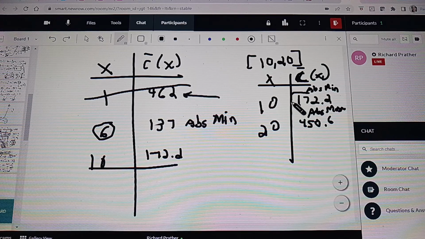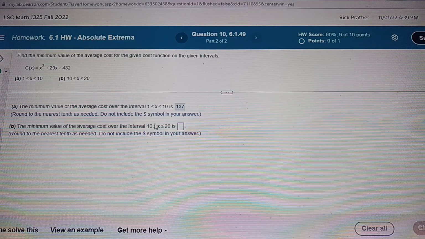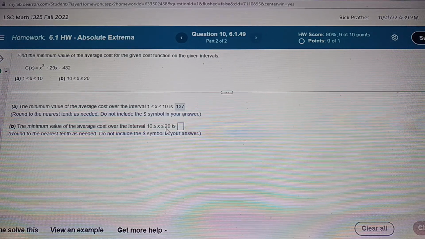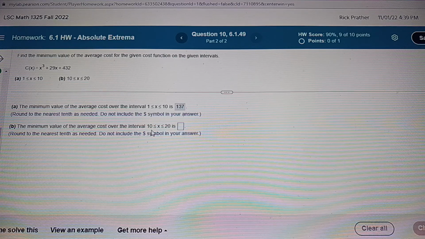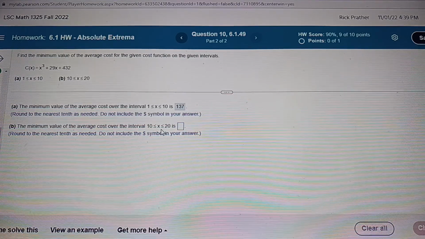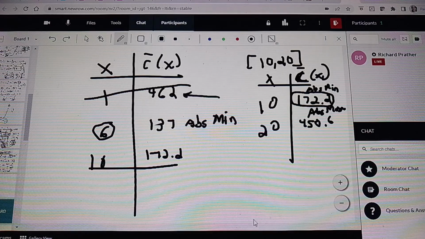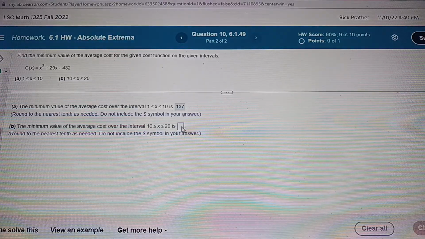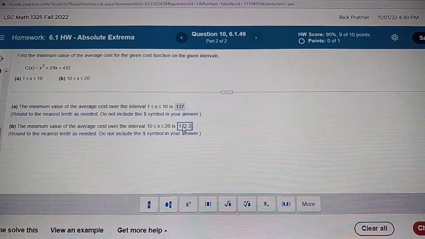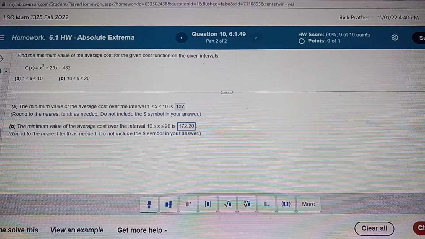So $172.20 is your absolute minimum if you're going to make between 10 and 20 of your product no matter what. So usually a business will know how much product they're either willing or able to make in a given time period. So they can know this ahead of time, and then they can plan for their minimum costs. And it's probably going to cost more than the minimum, but this is the minimum they got to have. So they got to have $172.20 or they're never going to be able to do their business that day.